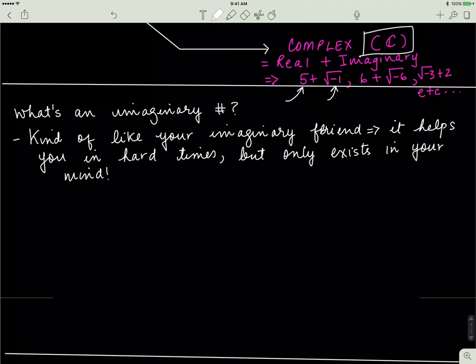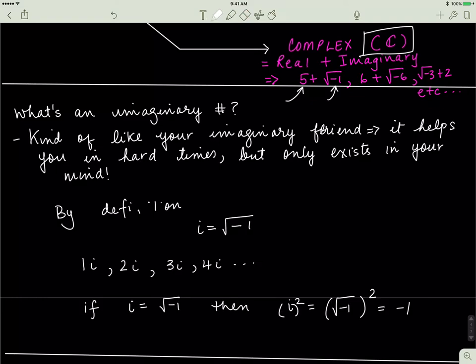Imaginary numbers are not pointless. They have very important uses. As this course progresses, you'll see those uses soon enough. For now, just try to understand what an imaginary number is. Okay, it's really not that hard. An imaginary number, by definition, is basically the square root of negative 1. So the square root of negative 1, I give it a special symbol, i, to represent that it's an imaginary number. So whatever number this guy is, it's an imaginary number.